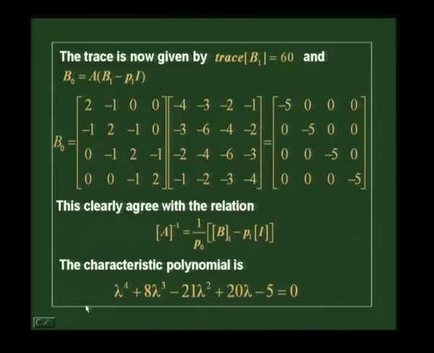Now we have the characteristic polynomial, with coefficients for lambda to the fourth being 1, 8, minus 21, 20, and minus 5. We have the polynomial, and now what we have to do is go ahead and solve it. That is also a non-trivial exercise, because if n is very large, we will have a very large polynomial, and we have to find all the roots of this polynomial. If n is the order of the polynomial, we will have n roots.